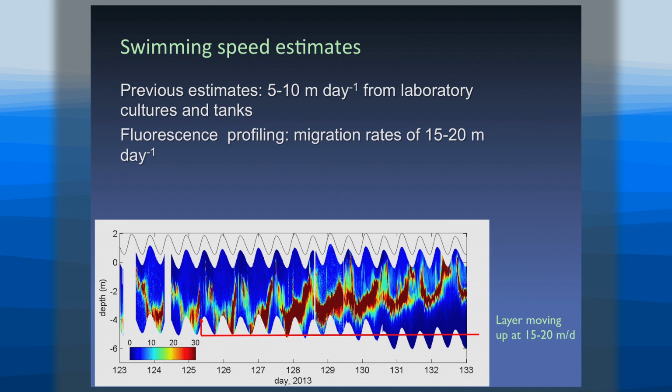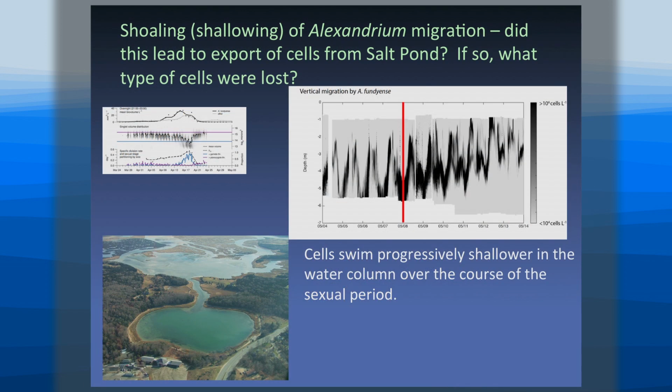Another thing we can do is follow their swimming up and down. You can see this is the surface of the water here, and they migrate each day. They swim up to the surface, and then they go down, and they swim up, but they don't quite get to the surface. And we can actually measure the rate of that swimming, and we're getting rates of 15 to 20 meters per day, which, as you see up top here, in the lab and in tanks and so forth, we were thinking they could swim 5 to 10 meters per day.